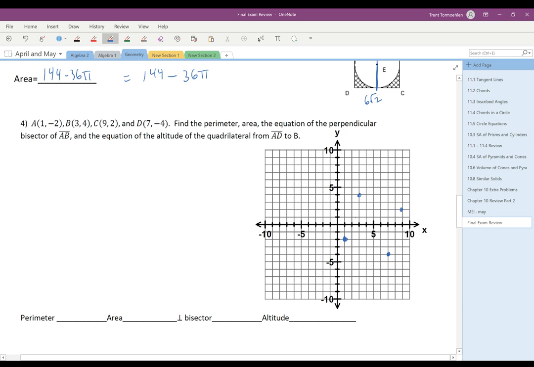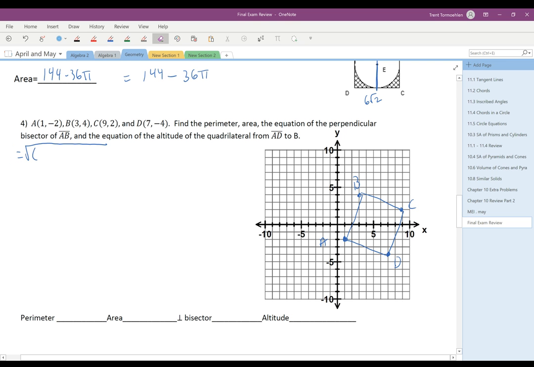And so we've got this quadrilateral where it's A, B, C, D. And so we'll start with perimeter. Well, for the perimeter, we're just going to find the length of each of those sides. To find the length of a segment on a coordinate grid, we use the distance formula. If you remember, the distance formula is equal to the square root of the difference of the x values squared plus the difference of the y values squared. So let's do AB first.